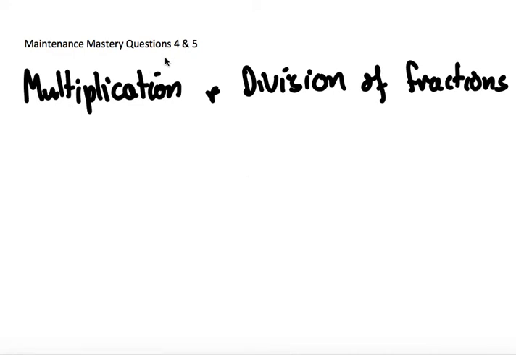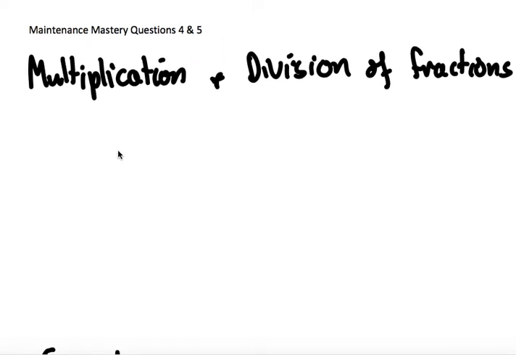Here we're looking at multiplication and division of fractions. This is M&M questions 4 and 5. For multiplication and division of fractions, we're going to do the multiplication part first, and I've spelt it correctly this time. Last video I had a mistake. We can just multiply straight across, numerators with numerators, denominators with denominators.